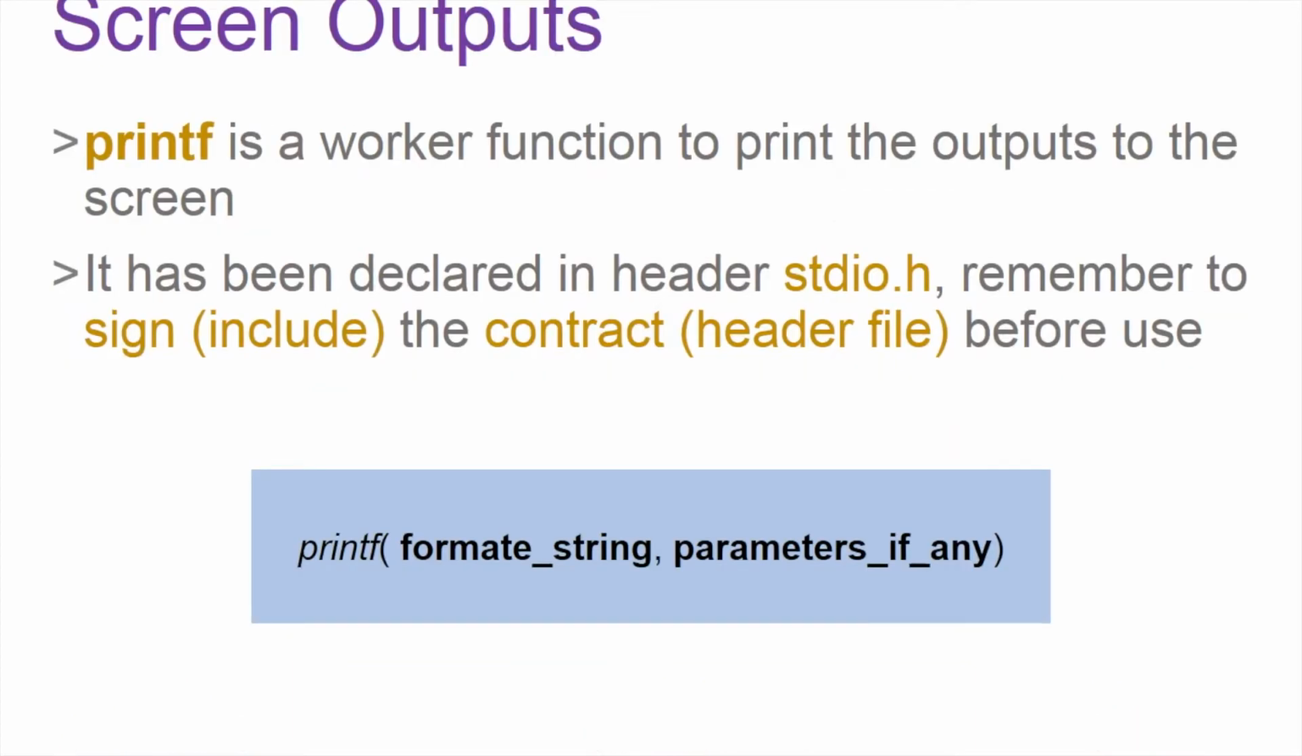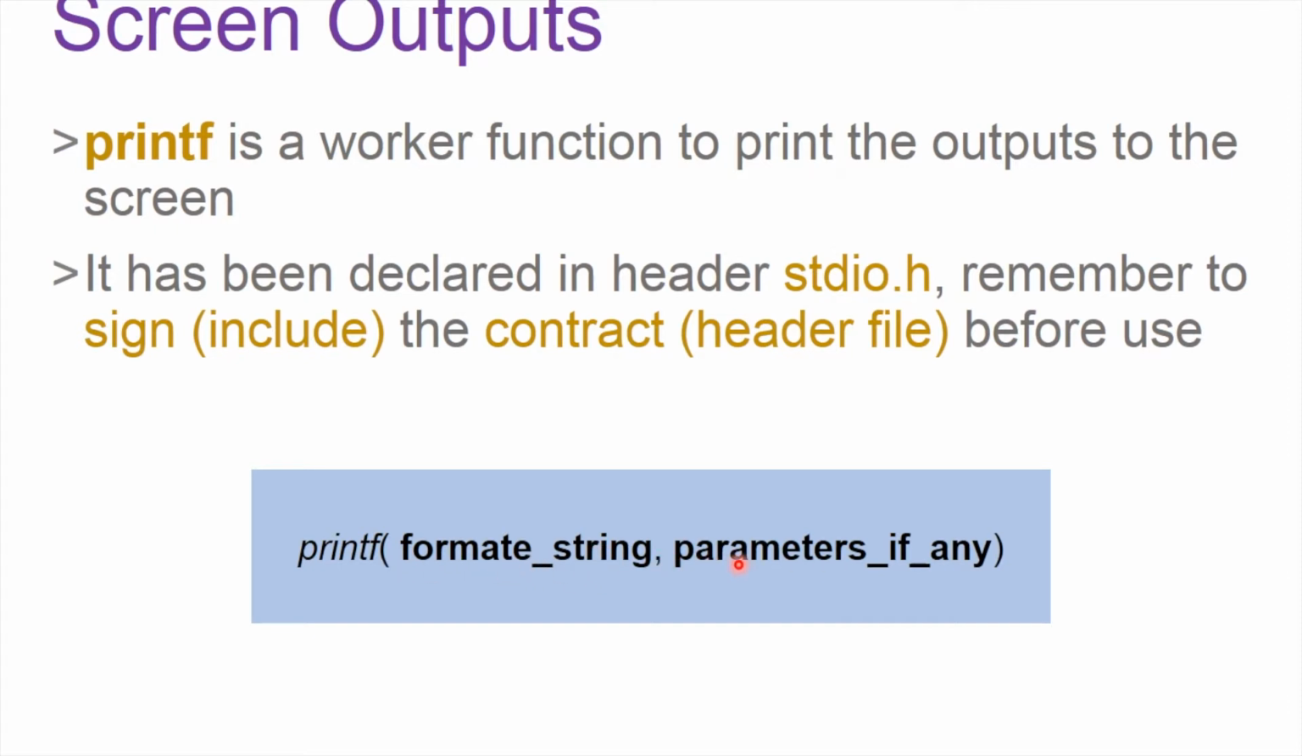Okay, printf. You have seen it a lot in previous examples, and let me introduce this function first. Printf is a worker function in charge of putting your outputs to the screen. It has been declared in stdio.h, so you have to include that stdio.h, or sign a contract with that header file, before use. To use printf is like this.